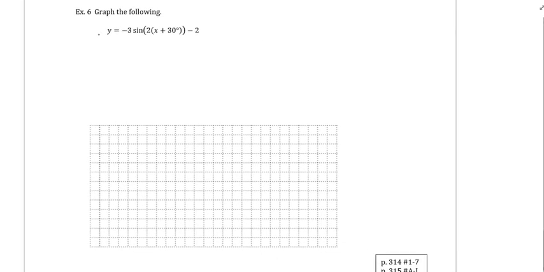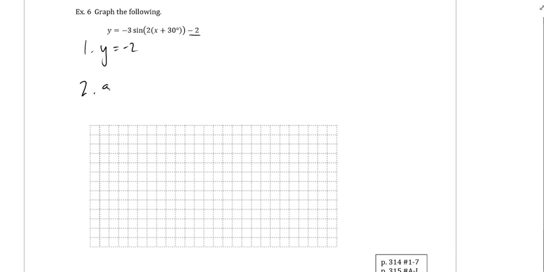But here we go. This is the graph. This is what I'm going to graph: y equals negative 3 sine 2 times (x plus 30 degrees) minus 2. Question number 1, what's the zero line? That's my vertical shift, up or down. So it's y equals negative 2.